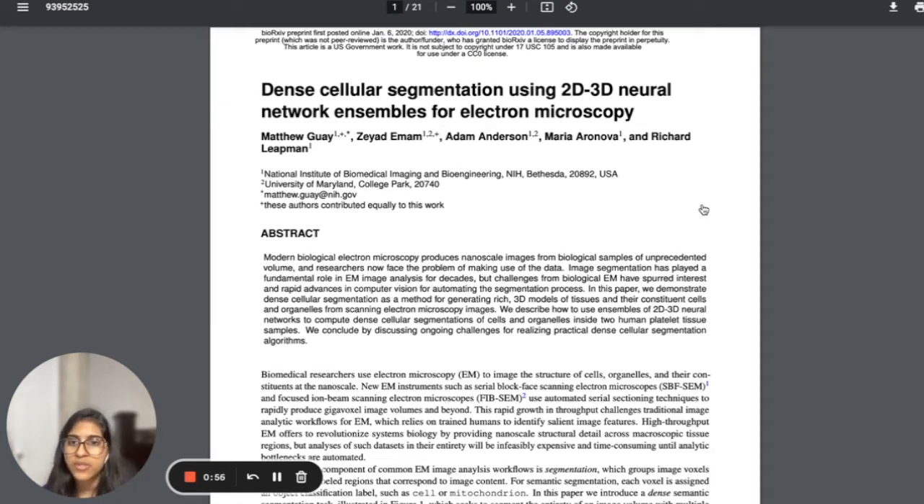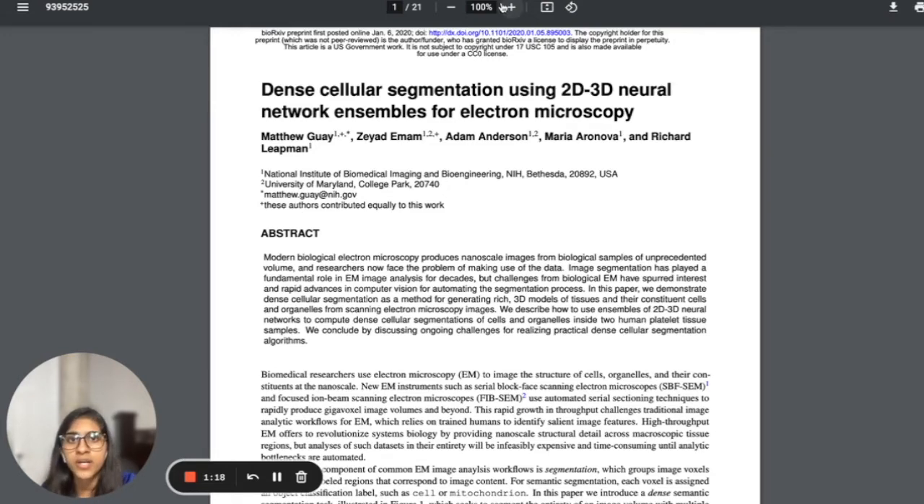So right now, we're looking at biological electron microscopy. What electron microscopy does is it basically uses an electron optical instrument that shoots out beams of electrons and that basically enlarges images of nanoscale objects, which in a biological sense could be cells or organelles.